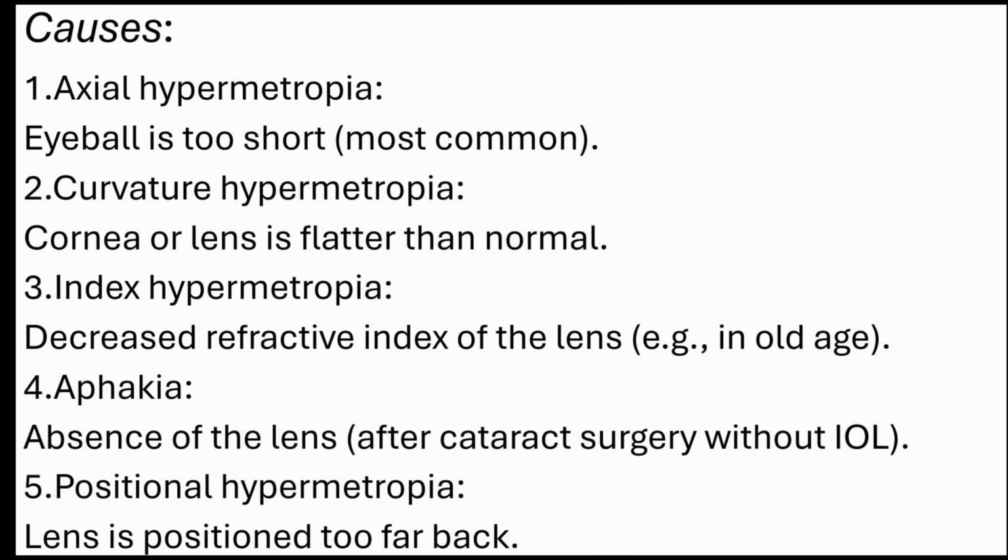Next, causes of hypermetropia. First one is axial hypermetropia, where the eyeball becomes too short. In curvature hypermetropia, the cornea or lens is flatter than normal. In index hypermetropia, there is a decreased refractive index of the lens, and in positional hypermetropia, the lens is positioned too far back. Aphakia is also known as absence of the lens.